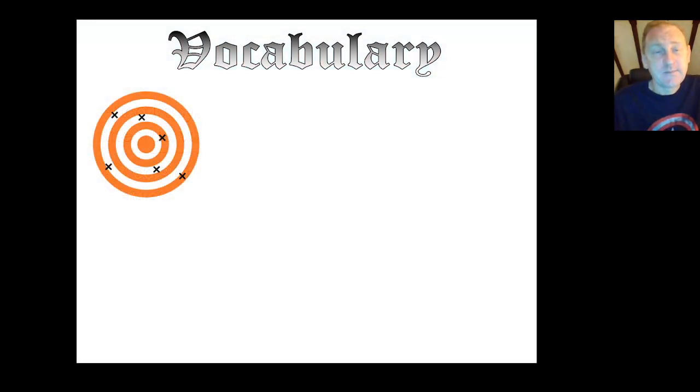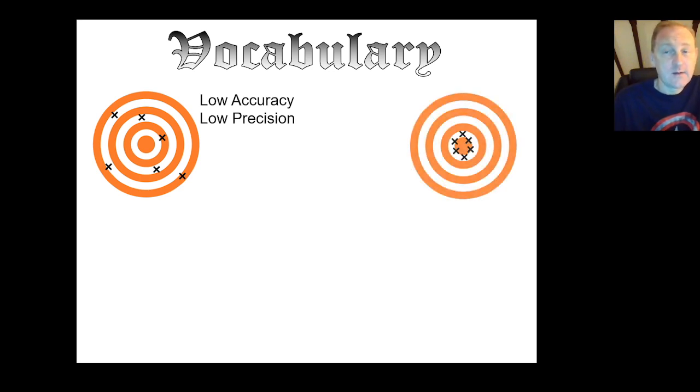So here's an example of accuracy and precision in terms of taking shots at a target. In this illustration, the shots are all over the place. This would be an example of low accuracy and low precision. In this situation, we're very, very close. We're very accurate to the true value. That's where we want to hit, but our shots are not grouped together very well. So this is an example of high accuracy, but low precision.